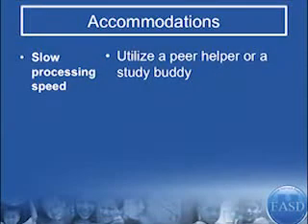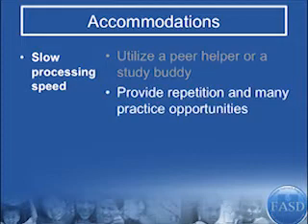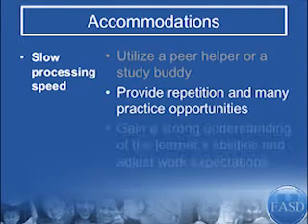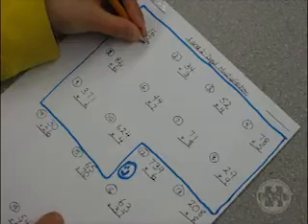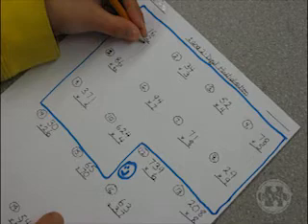Providing a peer helper or a study buddy can be useful for many students who simply need reminders and prompting. Also, providing repetition and many practice opportunities helps our students to make sense of the information they are processing. Finally, adjusting the work expectations for a student with FASD is another accommodation that can be easily made. Chunking the assignments into manageable pieces helps our slow processing students to complete their work.